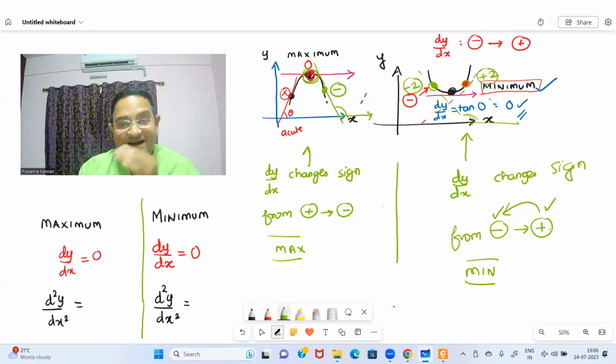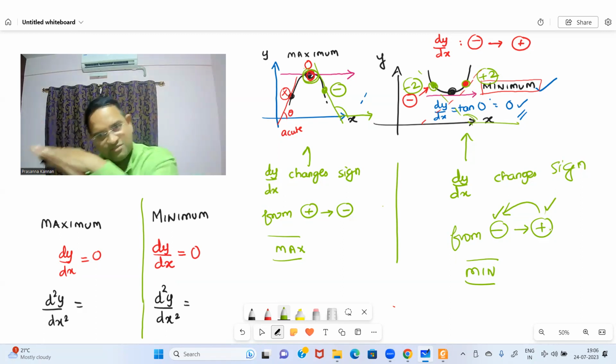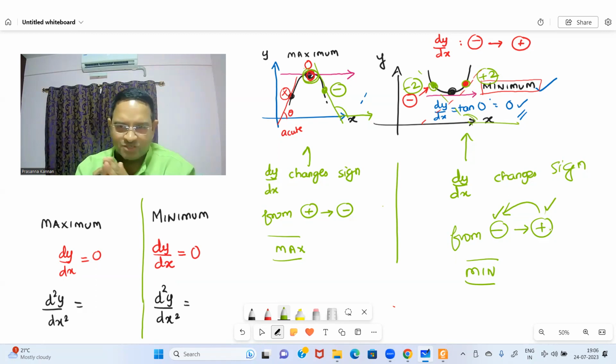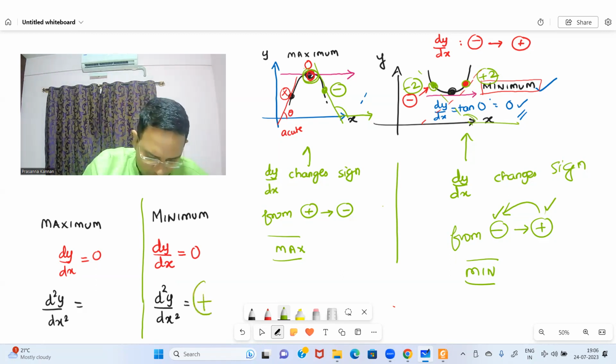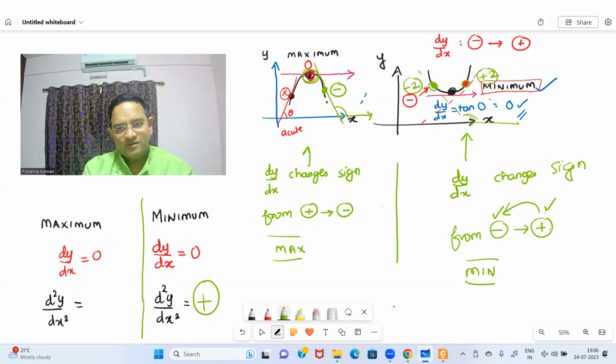So that is nothing but your second derivative. Final value of dy by dx minus initial value of dy by dx will be a measure of your second derivative. Are you able to understand? Yes, sir. So d square y by dx square will be positive. Did you understand that? Yes, sir.